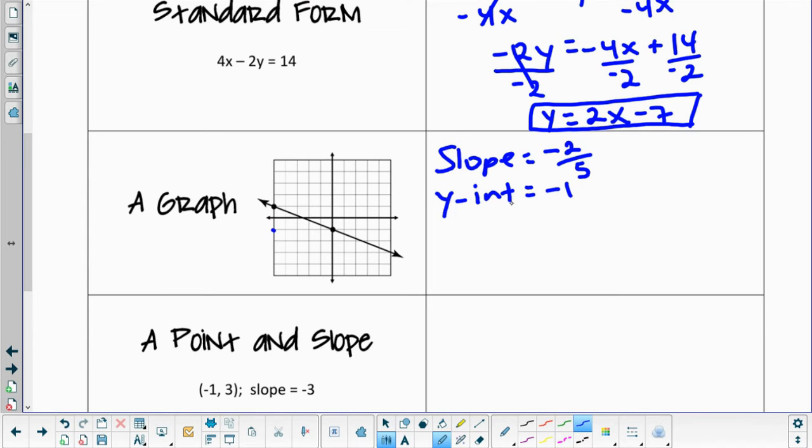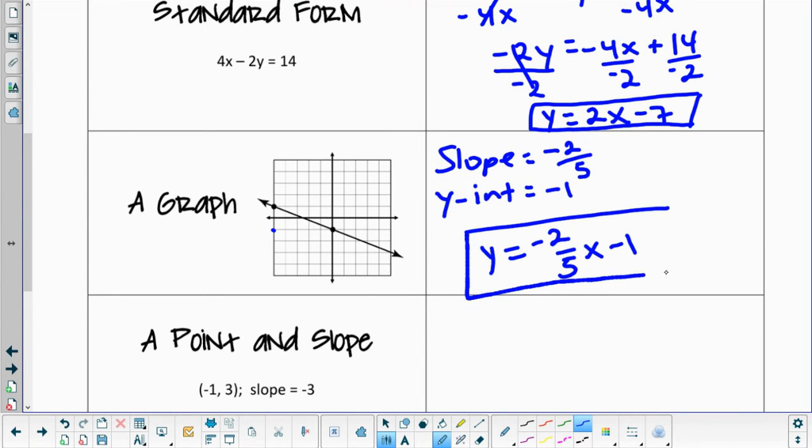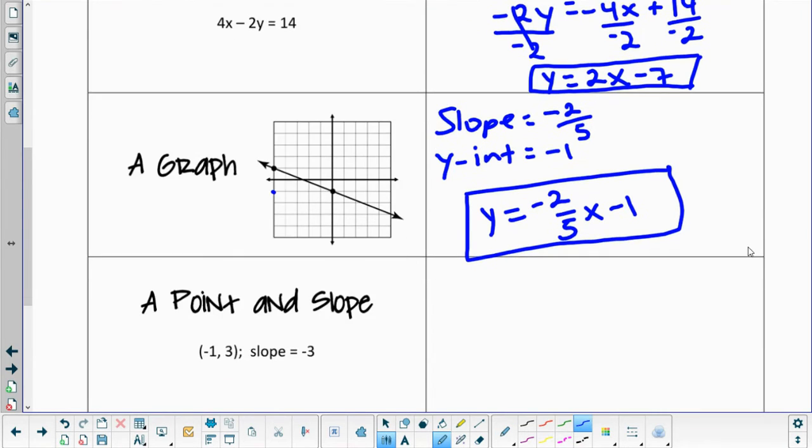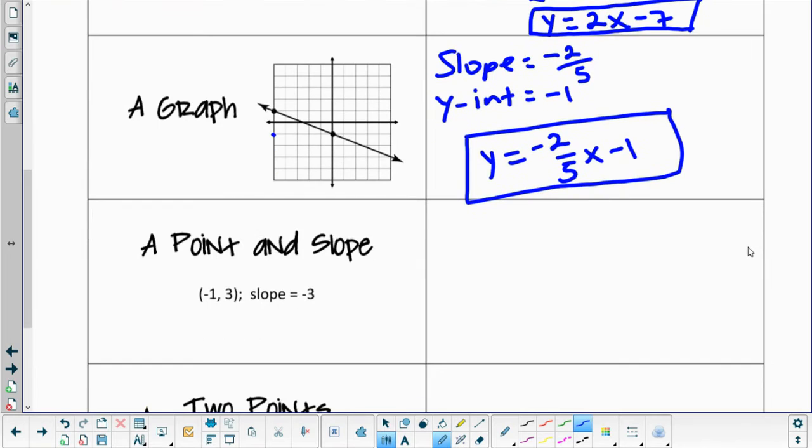And then now all I have to do is plug it into slope-intercept form. Y equals, my slope is -2/5, and my y-intercept is -1. Okay, not too bad. You just have to go and find those pieces in order to plug them into the slope-intercept form.